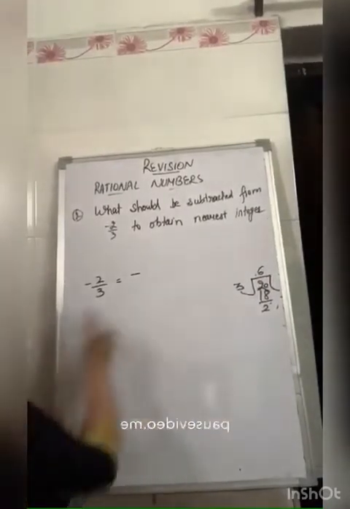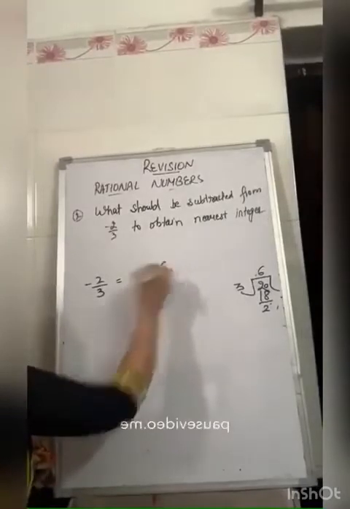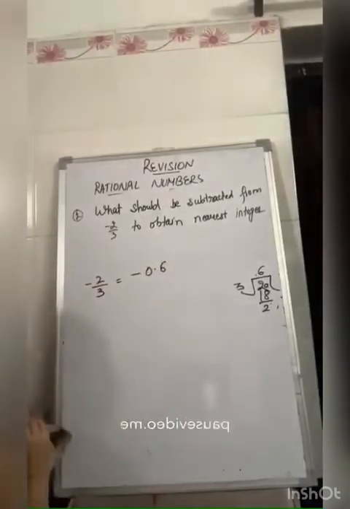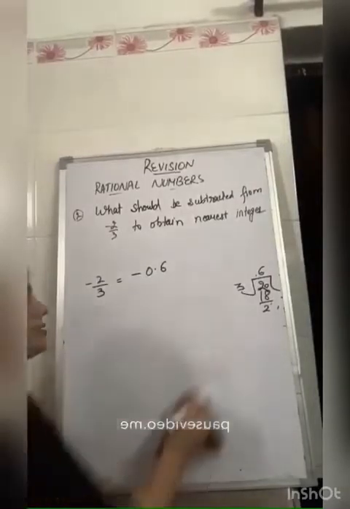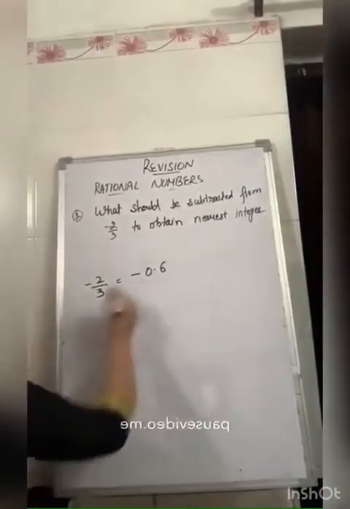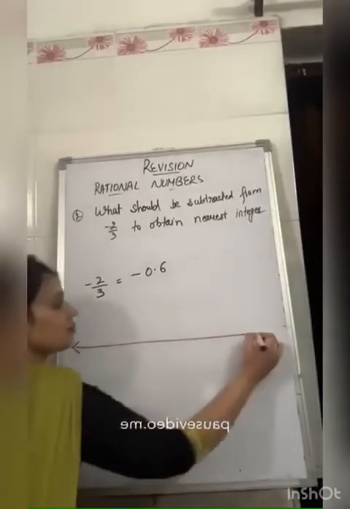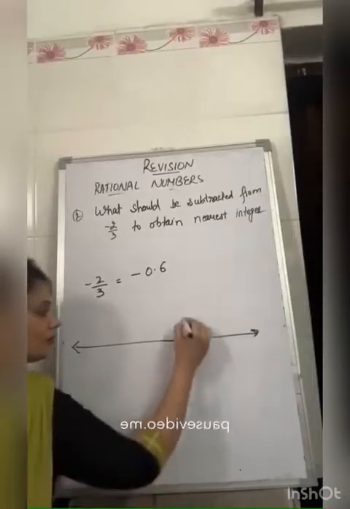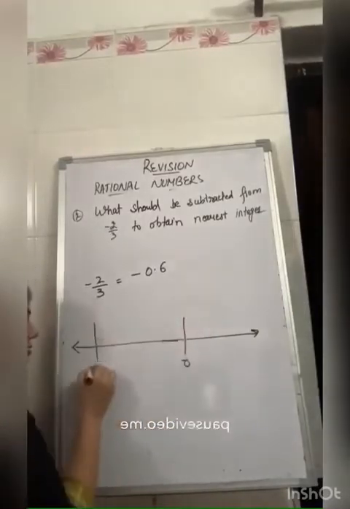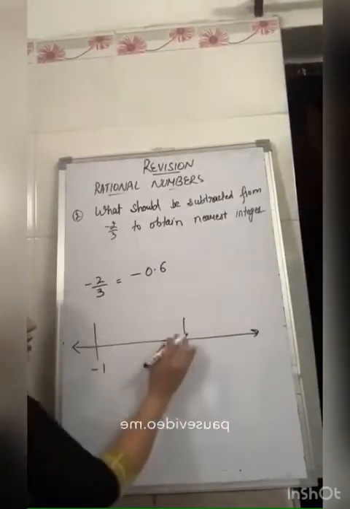It means minus 2 by 3 is what? It is minus 0.6. You have to divide it and get a number in the form of a decimal. Now we have a negative number. This is 0. This is minus 1. Now here are 10 divisions between 0 and minus 1.